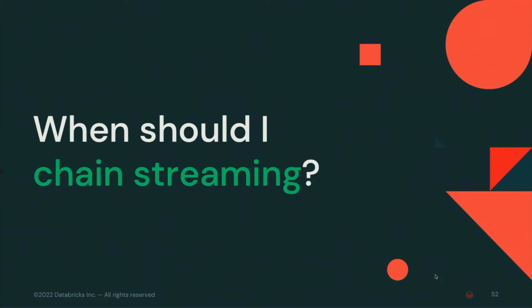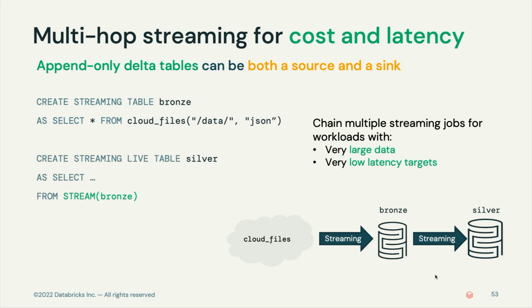Now, to get to some of the more complicated streaming concepts, chaining streaming. So having multiple hops of streaming where you use delta as an intermediate. And this works because delta is both a streaming source and a streaming sink. This is actually one of the kind of biggest things that helped delta take off in the early days. And so in this example, I'm reading a bunch of data into bronze from cloud files, and then I'm doing some extra augmentation in my silver table.